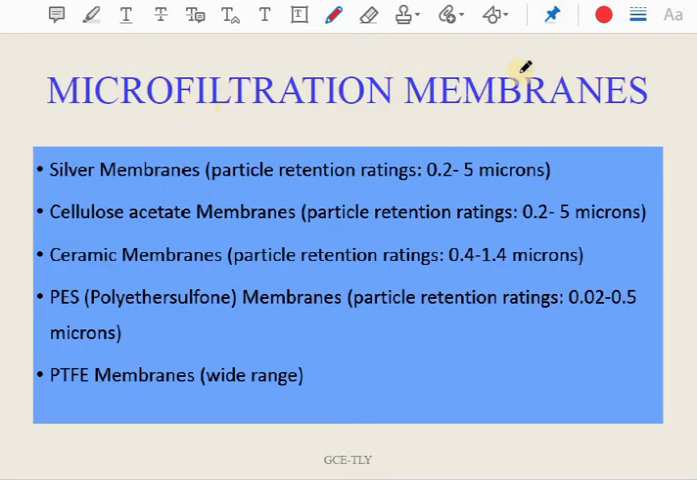Some of the microfiltration membranes are silver membranes, which have a particle retention rating of 0.2 to 5 micron. Then the cellulose acetate membrane, which is a commonly adopted membrane, also has a particle retention rating of 0.2 to 5 micron. Then we have ceramic membranes, which can withstand high temperatures, and their particle retention rating varies from 0.4 to 1.4 microns.